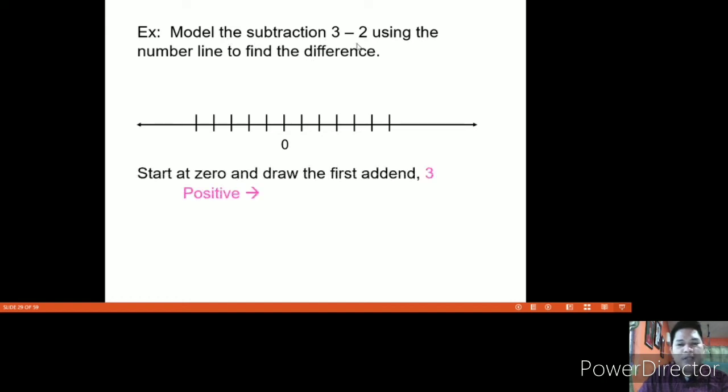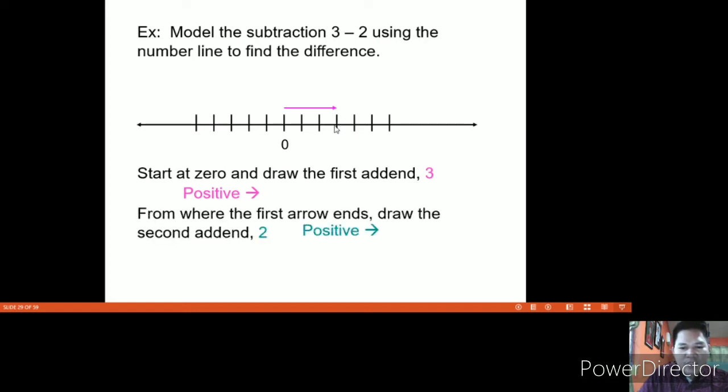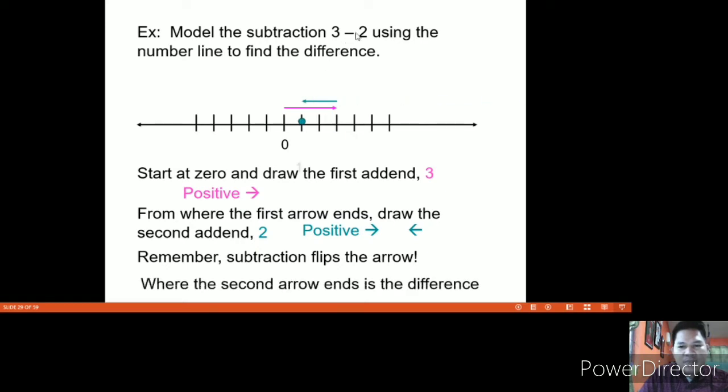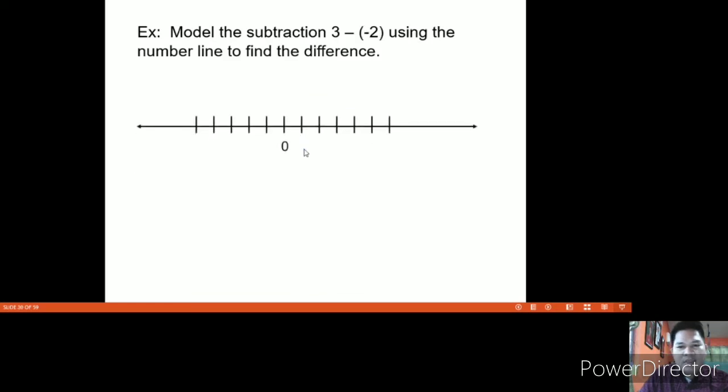So we have here, model the subtraction 3 minus 2 using the number line to find the difference. So we have 3 minus 2. Start at 0 under the first addend, 3. So we have 1, 2, 3, which is positive going to the right. Since minus 2, from where the first arrow ends, draw the second arrow 2. Remember, subtraction flips the arrow. Since minus, then we have positive, flip the arrow. Since going to the right, it becomes going to the left because of subtraction. So go back 1, 2. So the answer is 1. Therefore, 3 minus 2 is equal to 1.